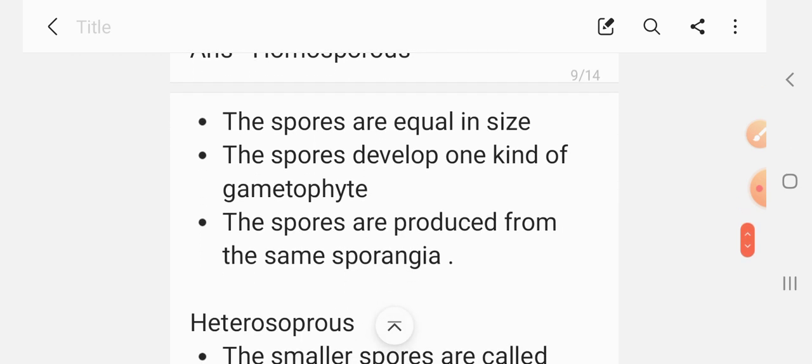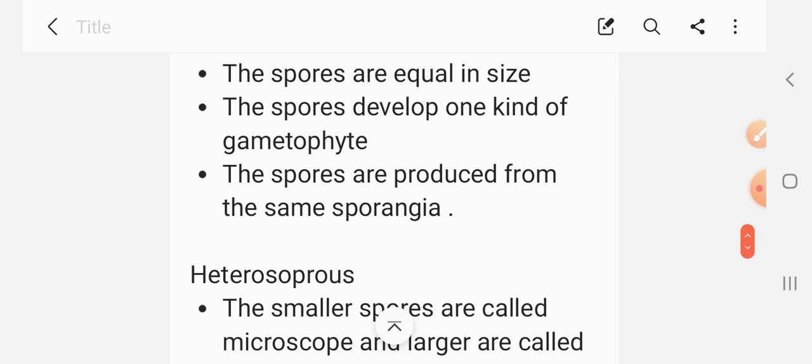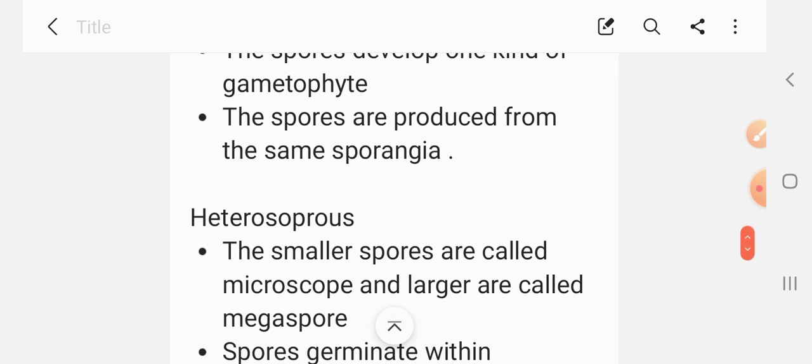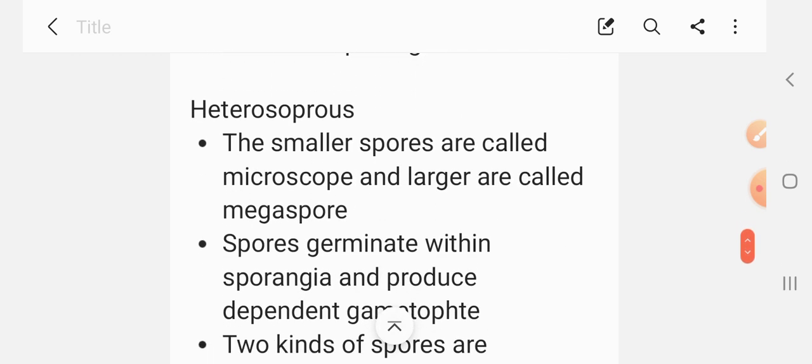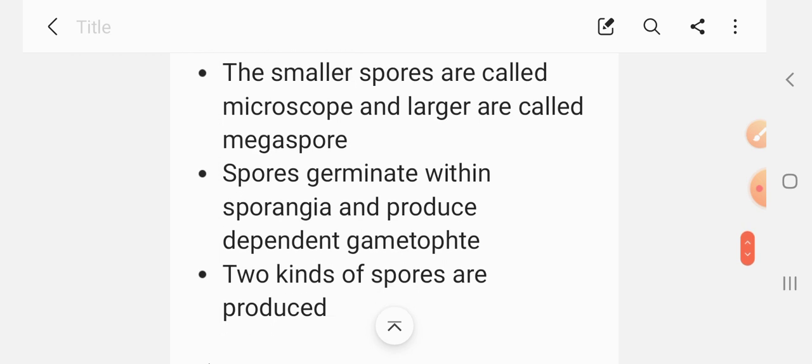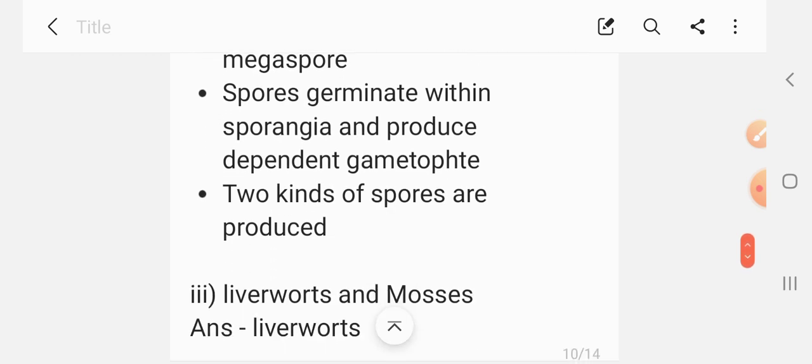Homosporous and heterosporous pteridophytes. Homosporous. The spores are equal in size. The spores develop into one kind of gametophyte. The spores are produced from the same sporangia. Heterosporous. The smaller spores are called microspores and the larger are called megaspores. Spore germinates within sporangia and produces dependent gametophyte.